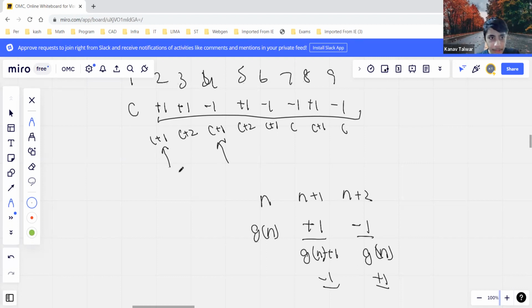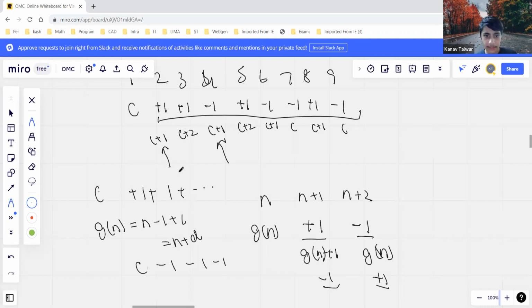Yes. So either we're going all plus 1s or we're going all minus 1s. Thus, we're either going C plus 1, plus 1, plus 1, and so on. That is, G of n is equal to n minus 1 plus C, or is equal to n plus D, where D is non-negative, which is exactly what we wanted to prove.